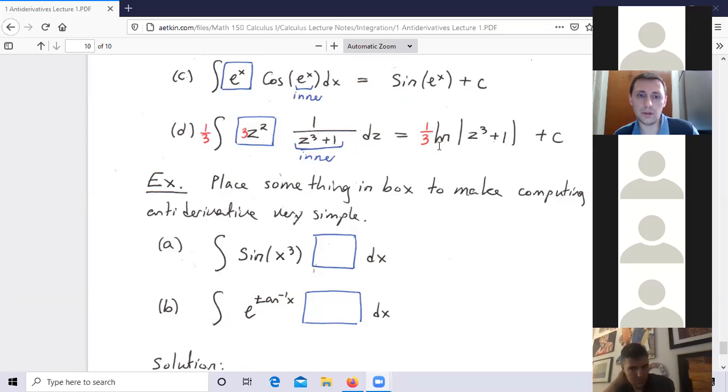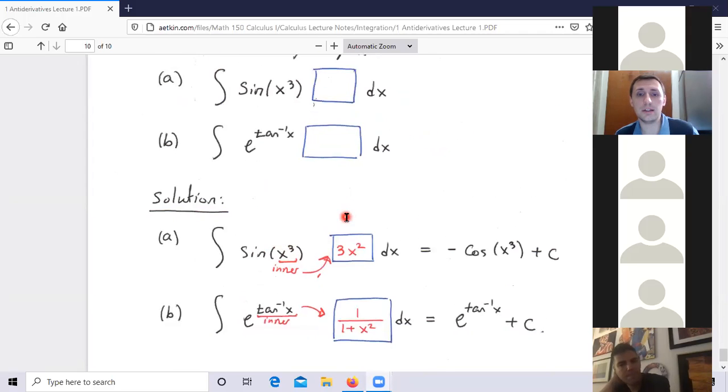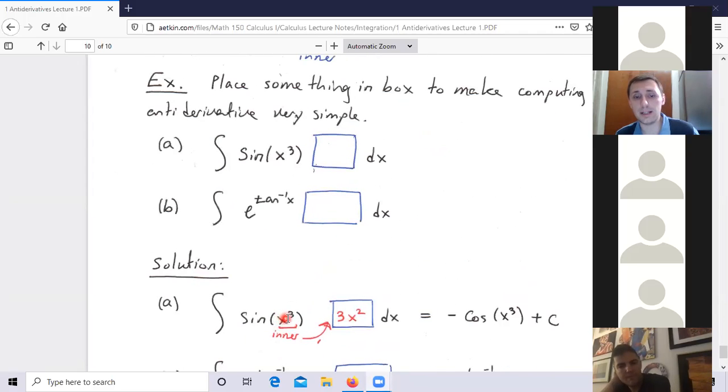Very good, Ibad. So the answer for A, I would place 3x squared, because that's the derivative of the inner function. You see x cubed here. If I place the derivative of it, that will make it very simple to integrate, because then I just have to guess the antiderivative of sine. You understand? I ignore everything. I just guess the antiderivative of sine, which is minus cosine. I put in the inner function plus c. That's how simple it is.